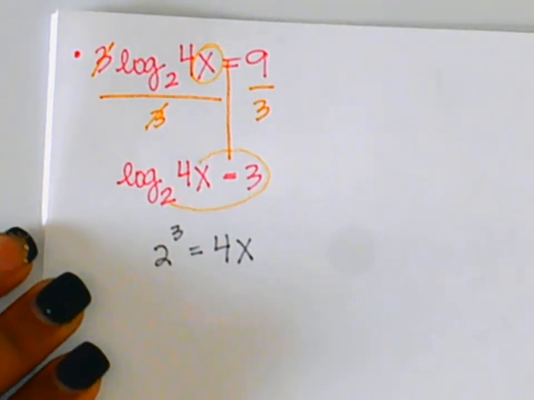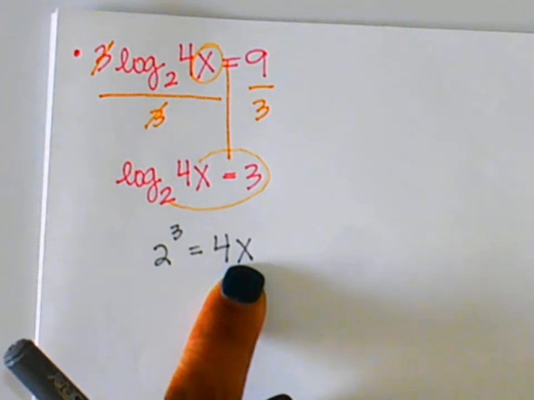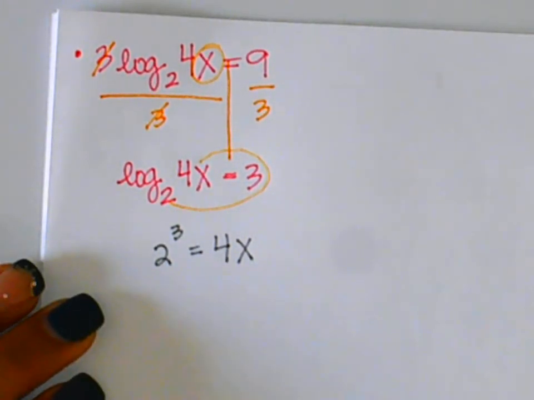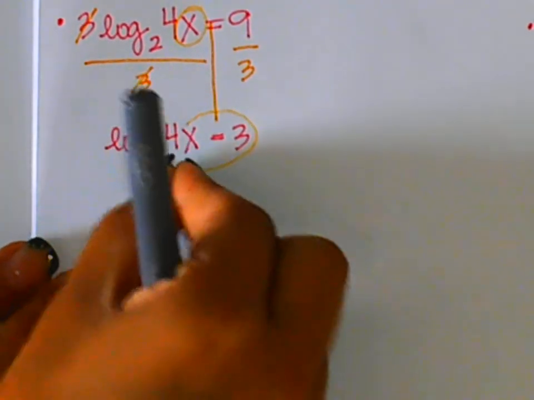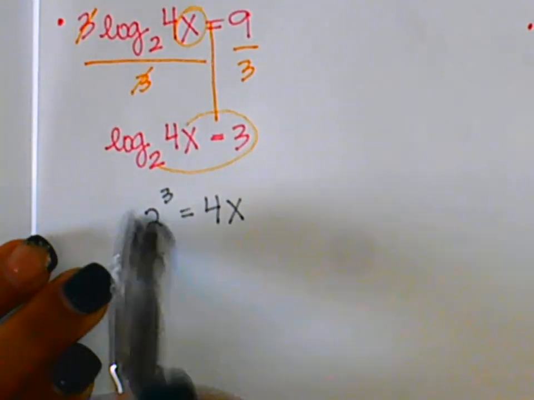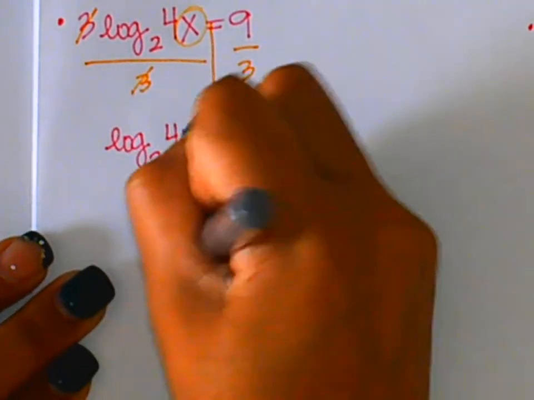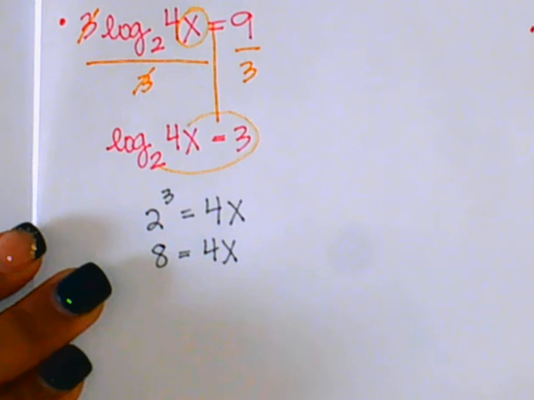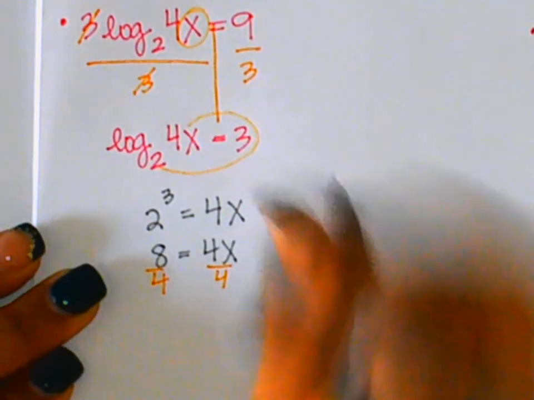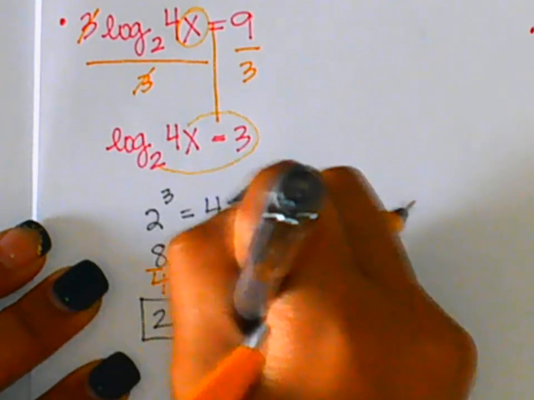Now this works out nicely because now the variable is free for me to move around. That 4 I can eliminate more freely than when it's locked inside of a log. I can't do anything if it's part of a log. So here, 2 to the power of 3 gives me 8. 8 equals 4x, divided by 4. X is equal to 2.